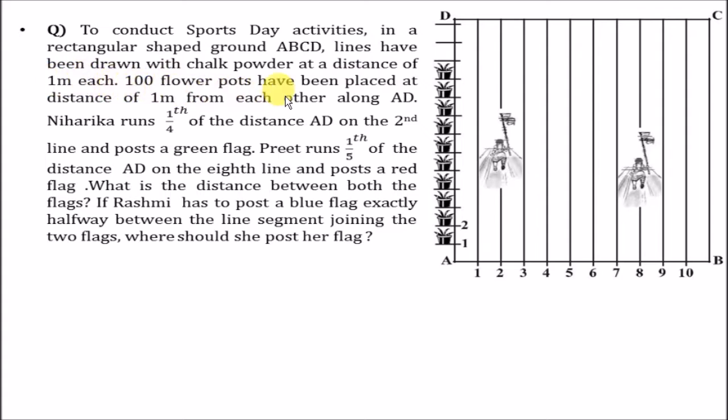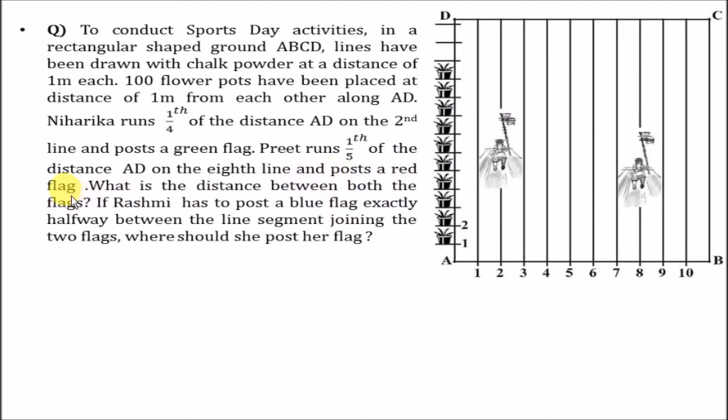100 flower pots have been placed at a distance of 1 meter from each other along AD, which is the y-axis as per the figure. Niharika runs 1/4 of the distance AD on the second line and posts a green flag. Now another participant, Preet, runs 1/5 of the distance AD on the 8th line and posts a red flag.